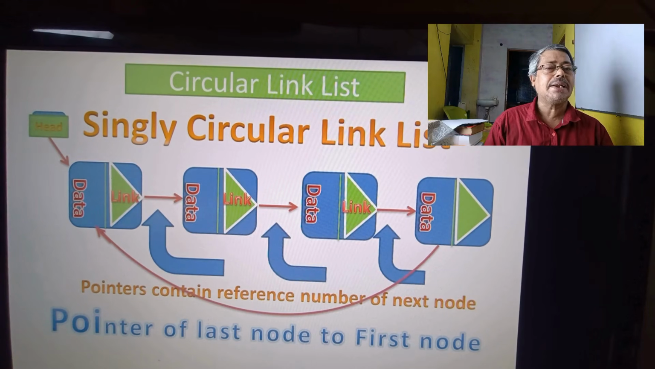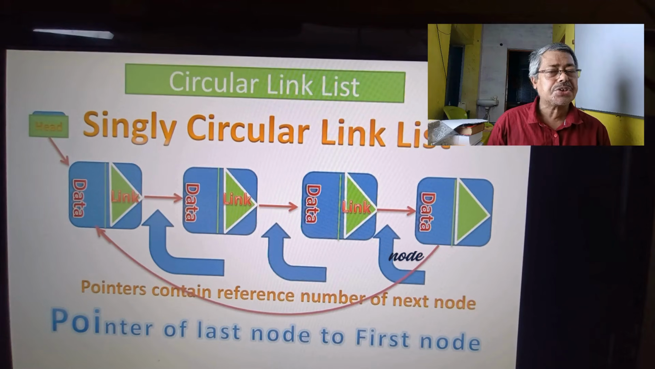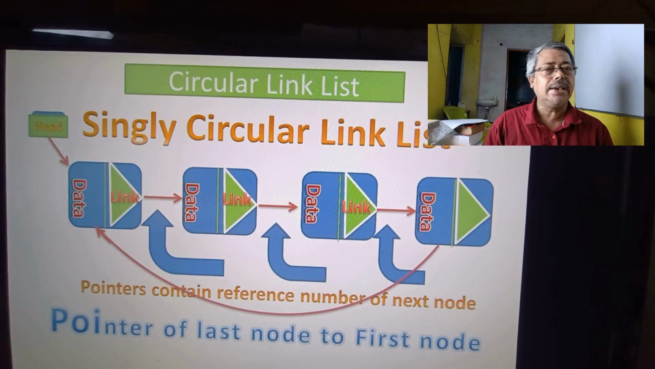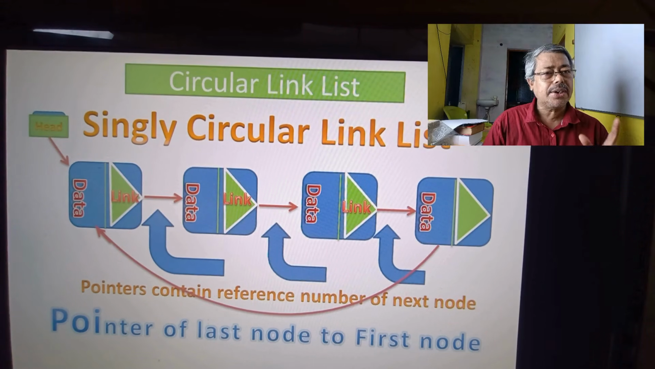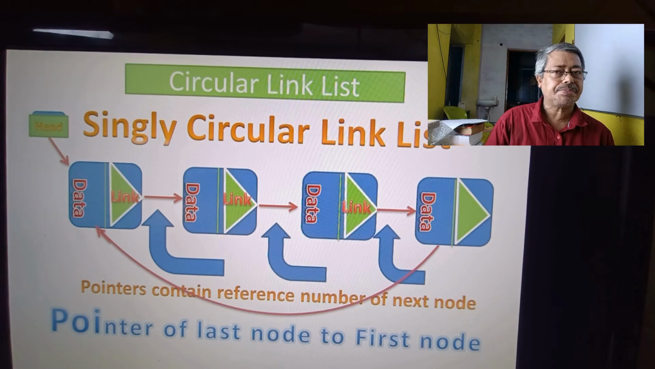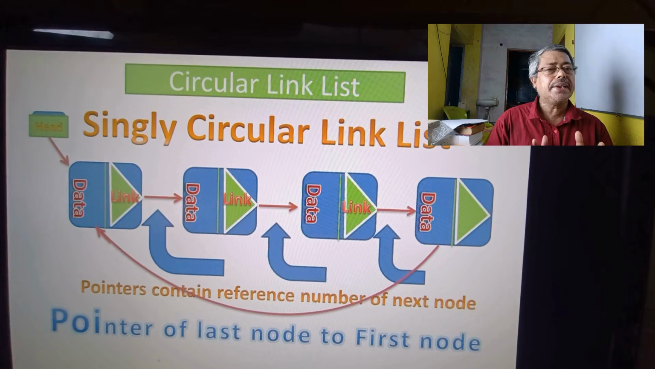When the fourth node has the reference number of the first node, then it is a circular linked list. So the last node of the circular linked list contains the reference number of the first node. Each node contains only one reference number, which is the reference number of the next node, but the link of the last node contains the reference number of the first node. So this is called the circular linked list.